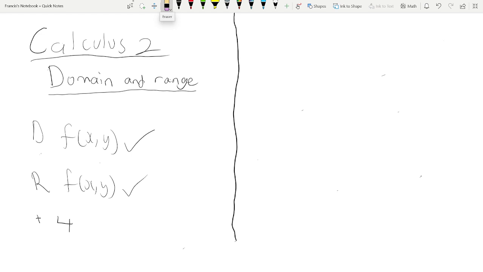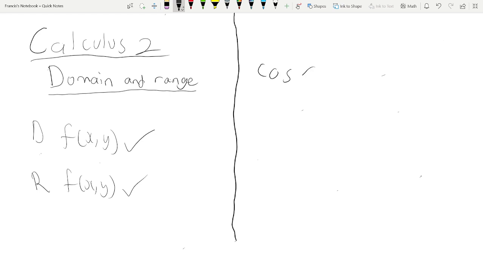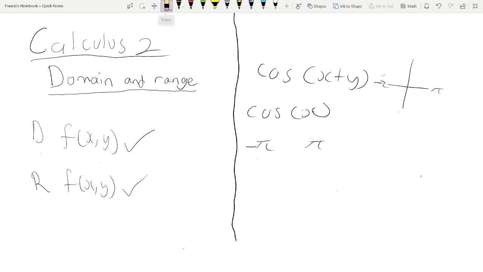Okay, so we can take this example. Let's say we want to find, we can try a trig example. Let's say we are doing cos of x plus y, right? When we were dealing with, let's say it was just cos of x, realize that you could put in, if let's say we are taking our values from negative pi all the way to pi, right? Using that notation, from negative pi all the way to pi, realize that we could put in all those values in there.